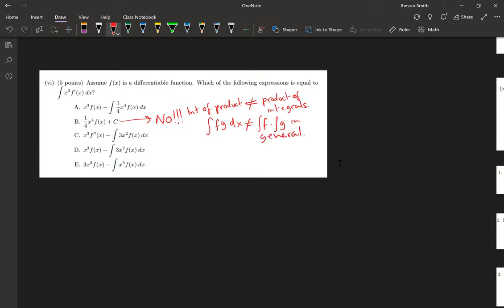So that's them trying to catch you. It's a very common mistake that students make for whatever reason. Don't make that mistake. The integral of a product is not the product of integrals. So that's just really trying to fake you out here. Here I have 2 separate products. So I have a product of integrals, and without even knowing what the f is, I'm thinking integration by parts is how I'm going to want to do this.